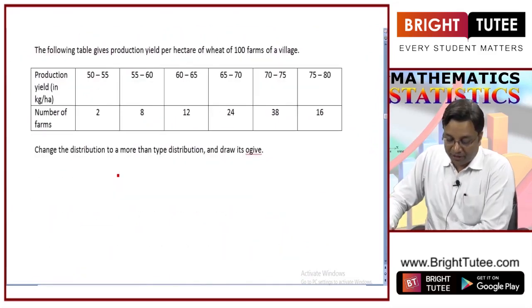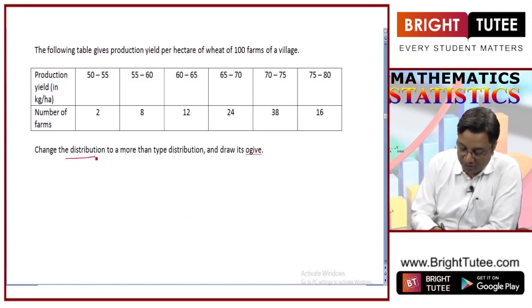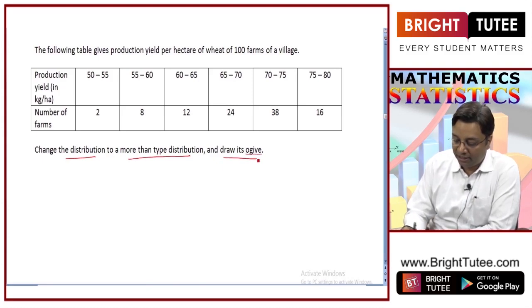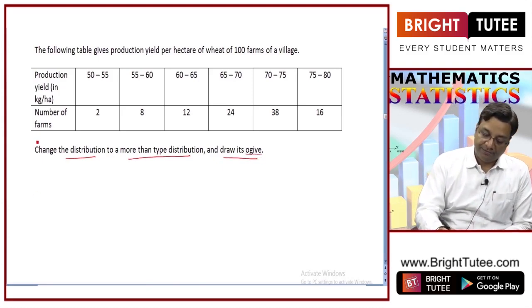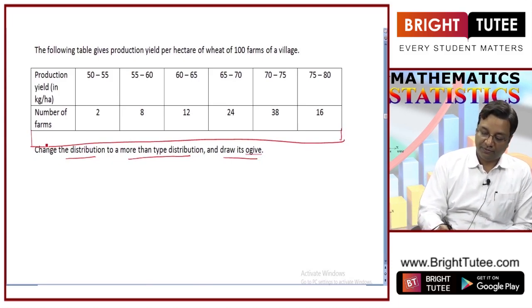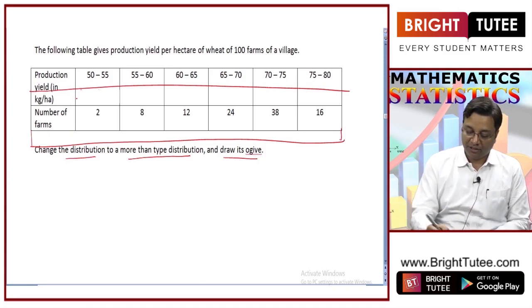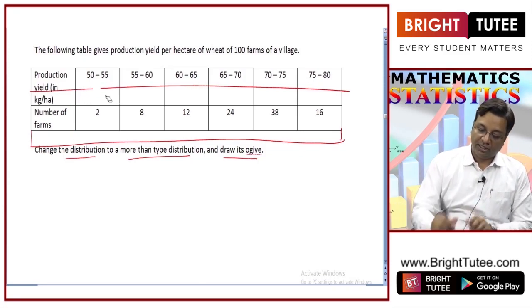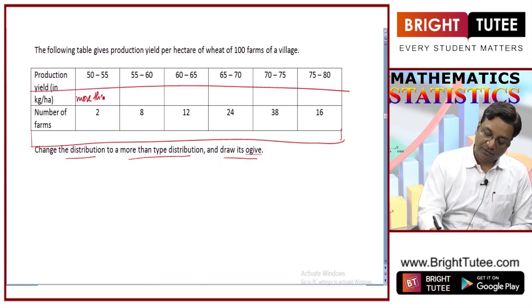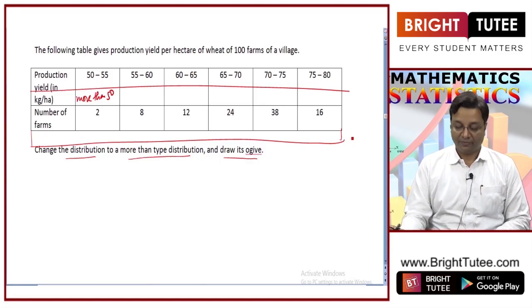The following table gives production yield per hectare of wheat of 100 farms of a village. We need to change the distribution to a more than type distribution and draw its ogive. Okay. So, for more than type, we would require the lower limits. So, if I convert this, I am converting it here itself, right. You can draw it separately. So, we need more than type of ogive. So, more than 50, right.